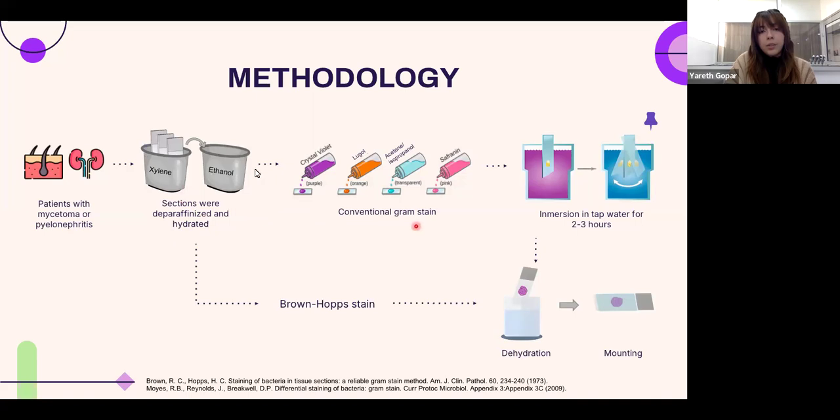The sections were stained using conventional Gram stain reagents following concentrations and times according to standard protocol, and they were immersed in tap water for 2 to 3 hours depending on the tissue. This step constitutes the critical step for our optimization parameter. Then the slides were dehydrated and mounted. We also performed the Brown-Hopps stain as a reference.